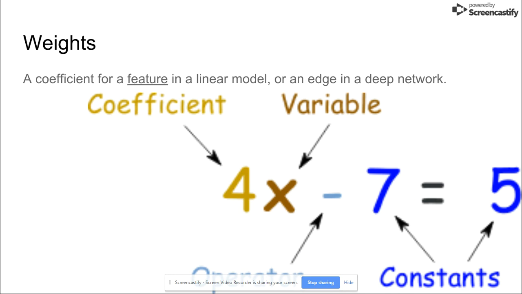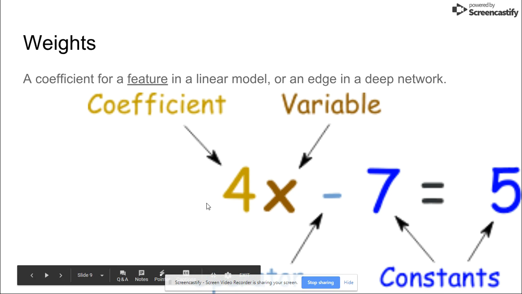Weights. So when you try to do calculations, there's a coefficient of the feature, which is the input, in a linear model, or an edge in a deep neural network. So basically, this is what you multiply the features by in order to get the outputs, which is done in the hidden layer. So the coefficient is what you're looking at. So this is a weight.